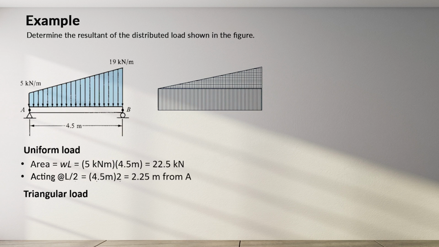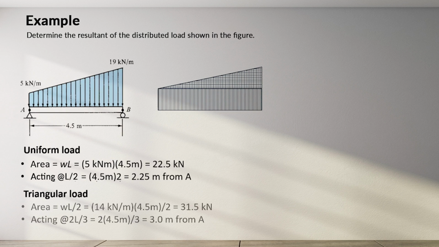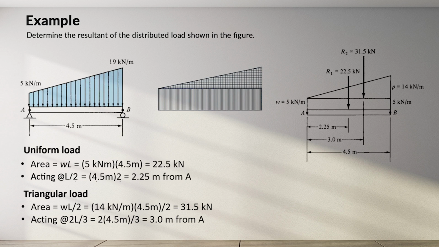The triangular load has an area of WL over 2 equals 14 kilonewton per meter times 4.5 meters divided by 2 equals 31.5 kilonewtons, and acts at a distance of 2L divided by 3 equals 2 times 4.5 meters divided by 3, which equals 3.0 meters from A. Two of those resultants are shown here in this figure.